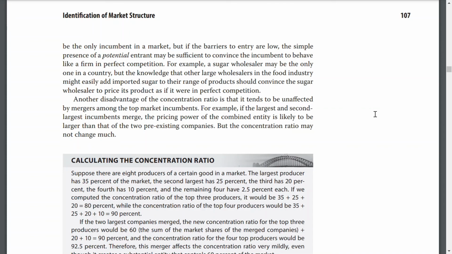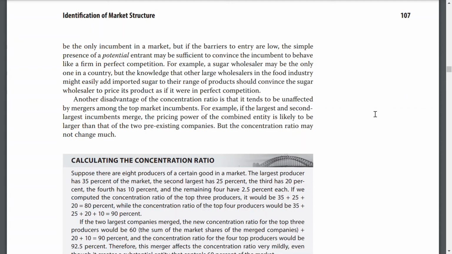For example, a sugar wholesaler may be the only one in the country, but the knowledge that other large wholesalers in the food industry might easily add imported sugar to the range of products should convince the sugar wholesaler to price its product as if they were in perfect competition.